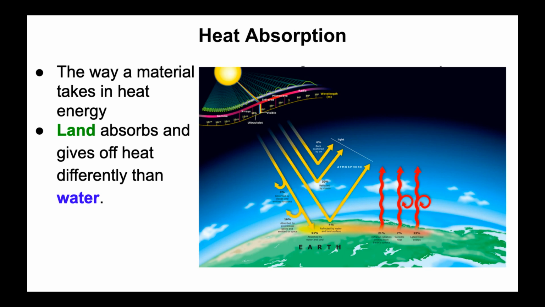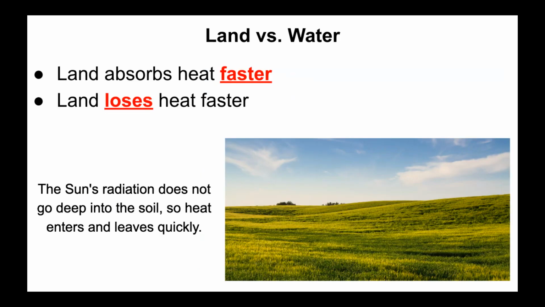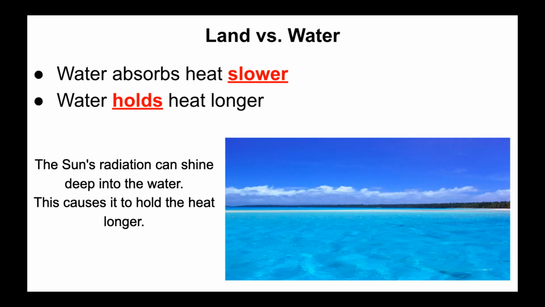So heat absorption is the way a material takes in heat energy. Land absorbs and gives off heat differently than water. Land absorbs heat faster, but it also loses heat faster. The sun's radiation doesn't go deep down into the soil, so the heat enters quickly, but then it also leaves quickly. Water absorbs heat slower, but then it holds on to the heat longer. The sun's radiation can shine deep into the water and then hold the heat longer as well.